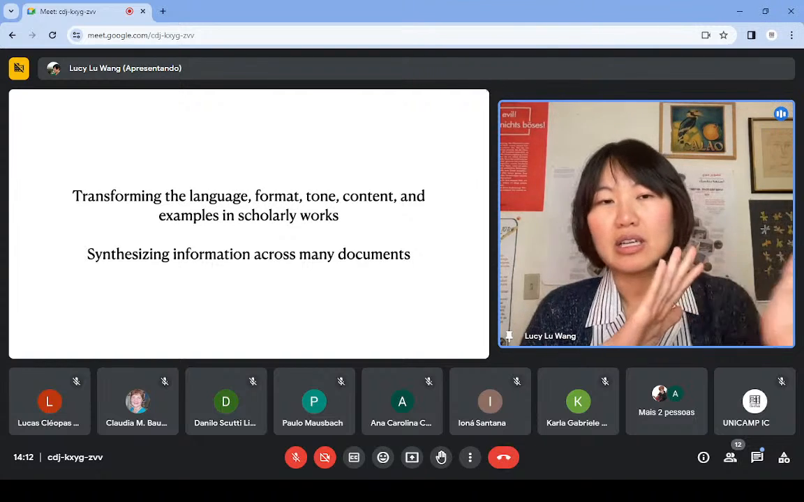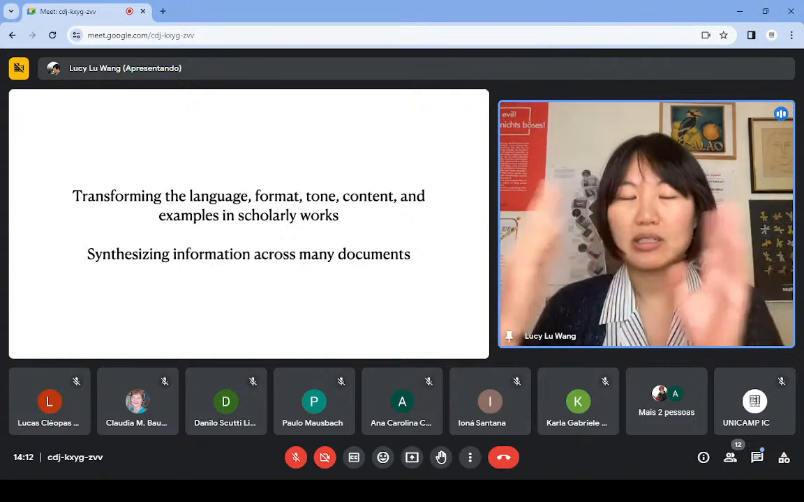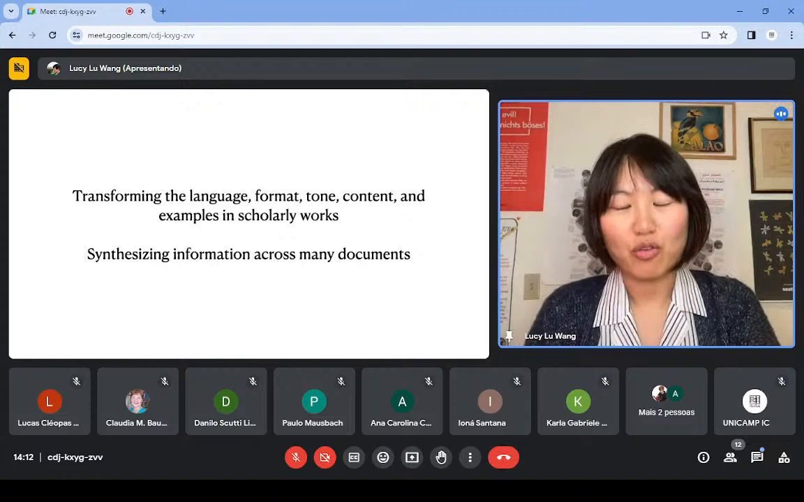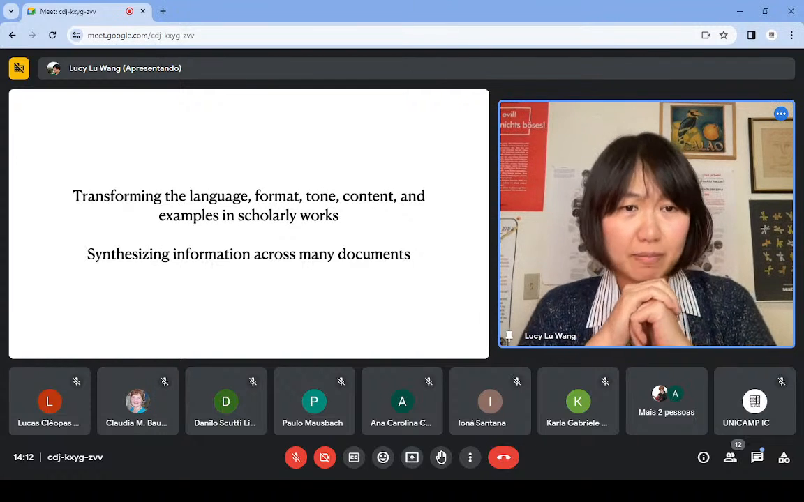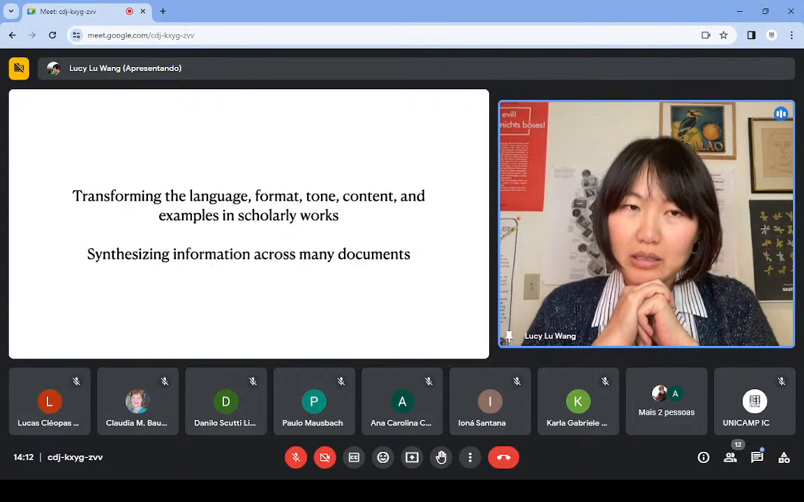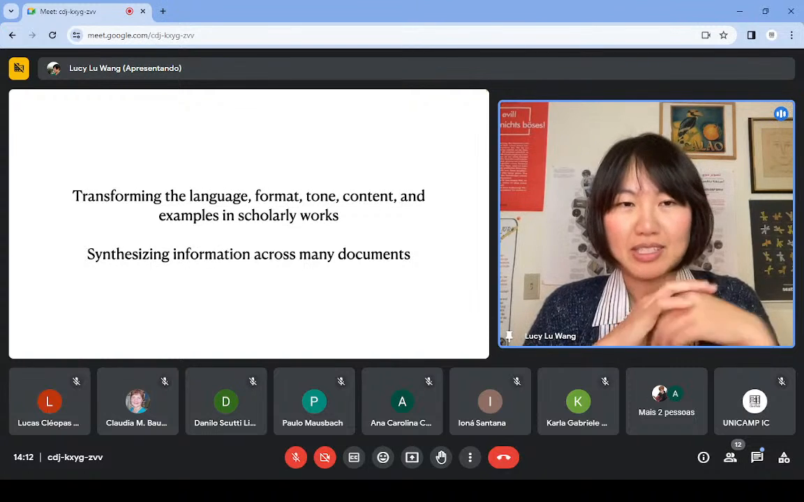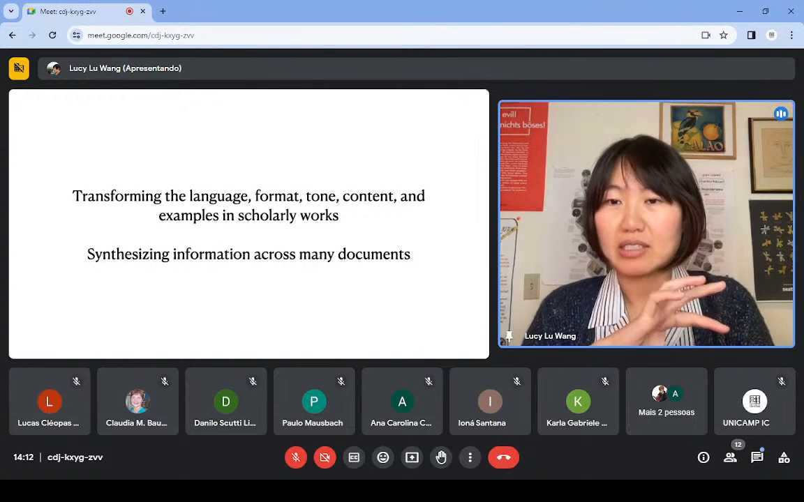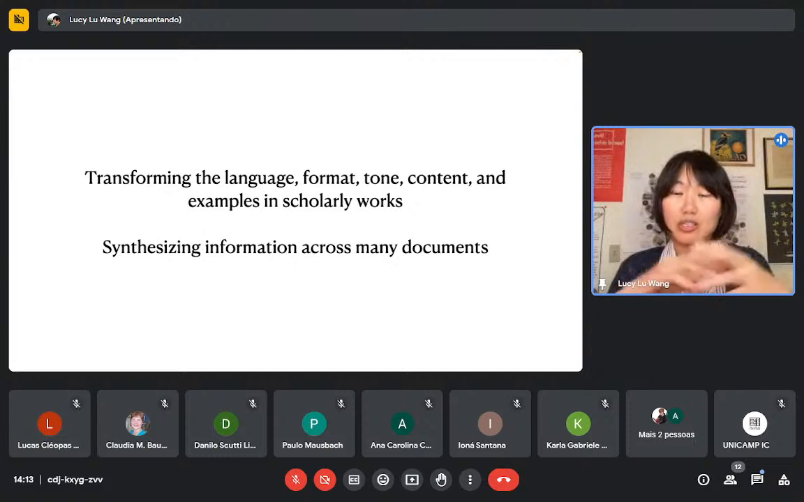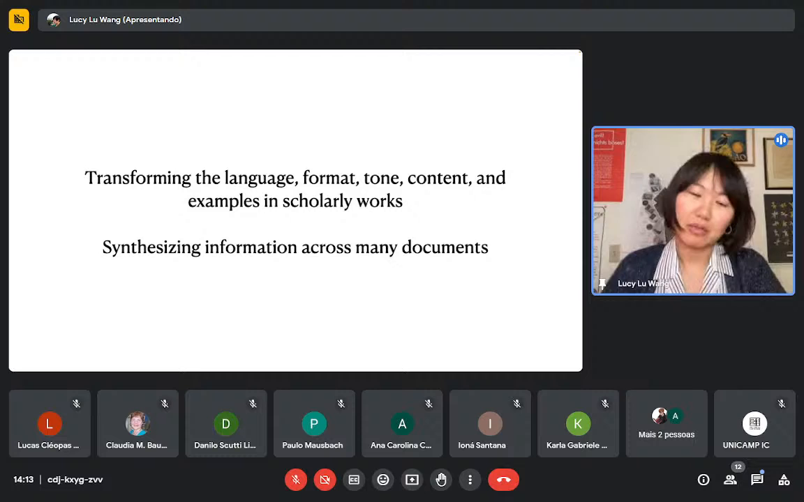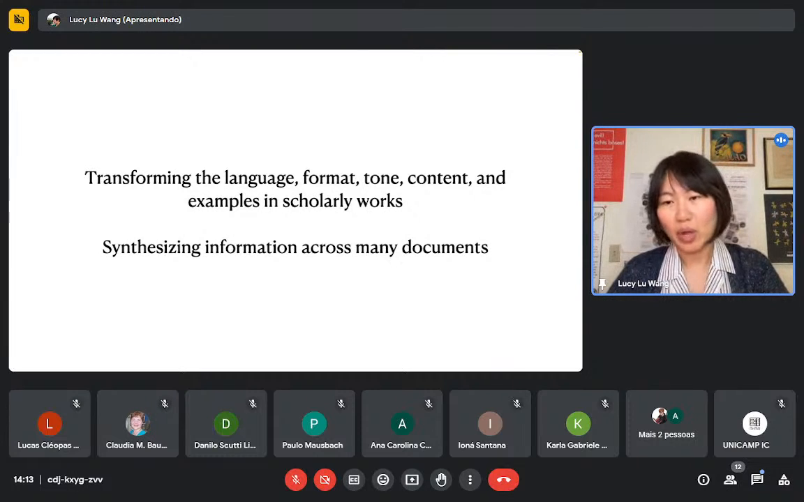We just currently don't have a way of quickly transforming that work into a format that's going to benefit the other audience. And then the other feature of these models is that now we can apply them in certain settings to synthesize information across many documents. So tens, hundreds, thousands of documents in a really useful way.